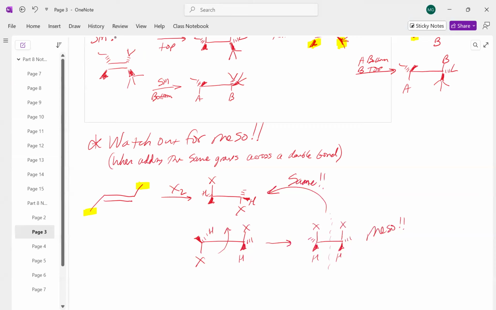So again, you need to just be aware that when you're dealing with adding the same group to a symmetrical alkene, meso may be a possibility. It's not a guarantee, but it may be a possibility.